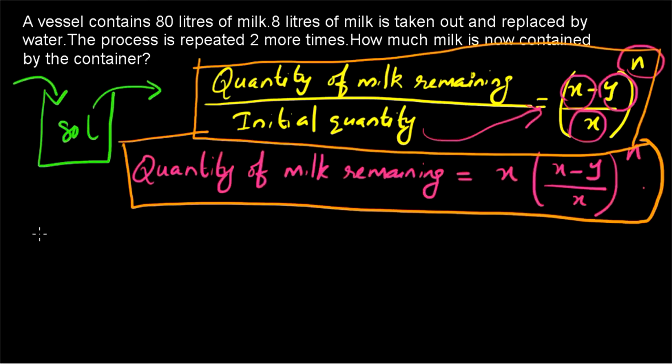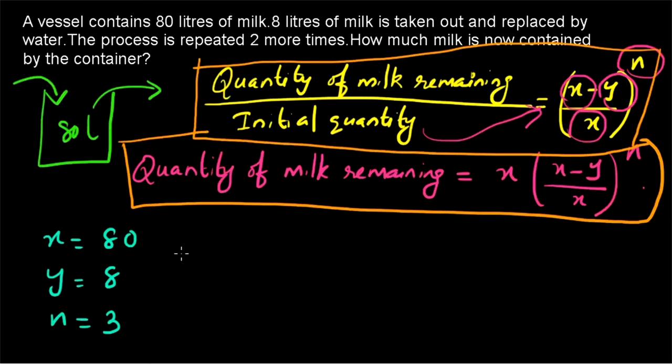Now let's substitute. x is equal to 80, y is equal to 8 and n is equal to 3. It is very easy to remember the formula; only 3 parameters are there. If this formula is not there, the question would take a lot of time. It won't be suitable for competitive exams. So make sure that you learn this formula by heart and use it for these types of questions.